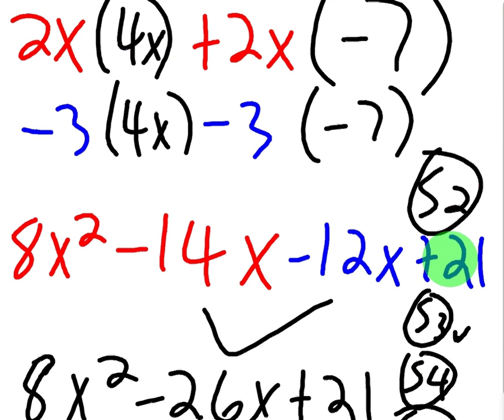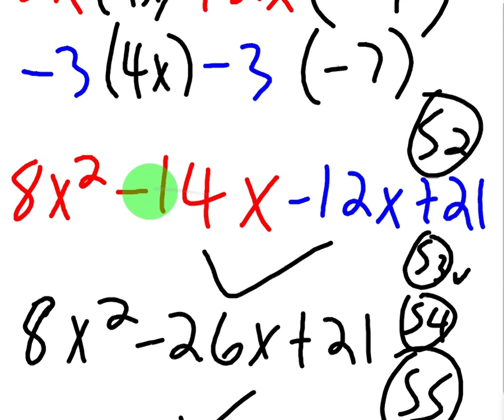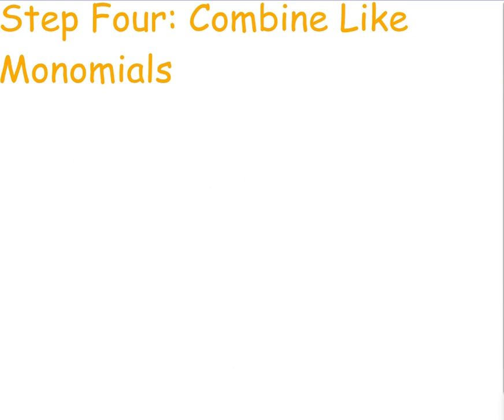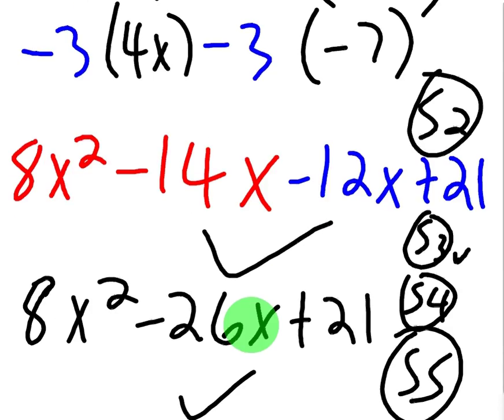for this example is to combine these two. Minus 14x minus 12x is minus 26x. So that would be our step 3 combining. And then once we do that, we want to, well, they were already in descending powers, so we didn't have to do anything there. Then we combine them for step 4, and finally, that's it. It's simplified, right? 8x squared minus 26x plus 21.